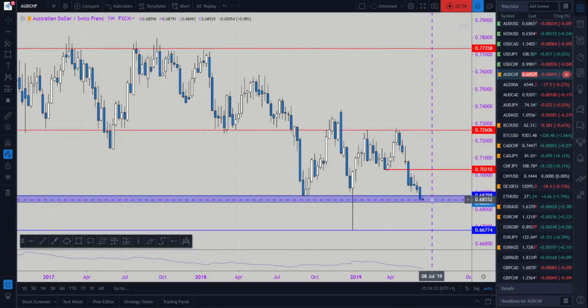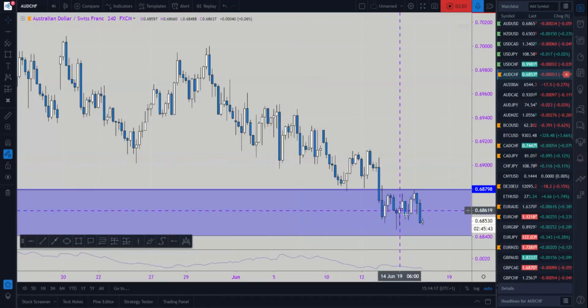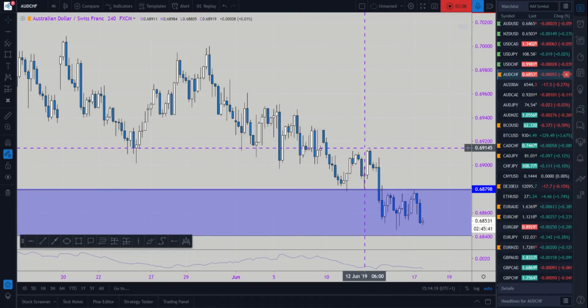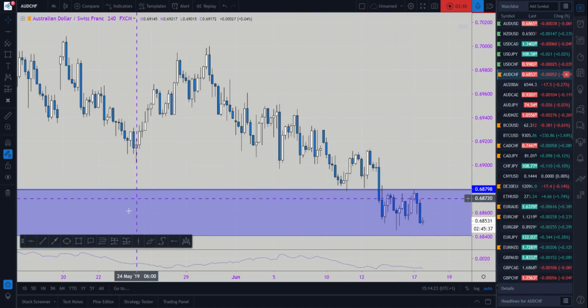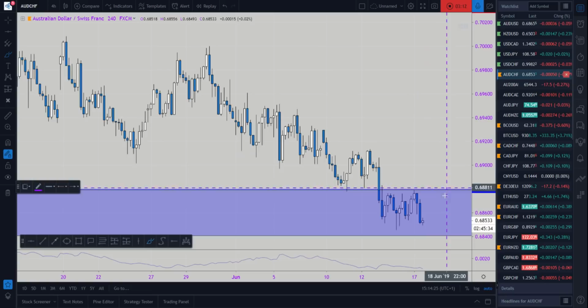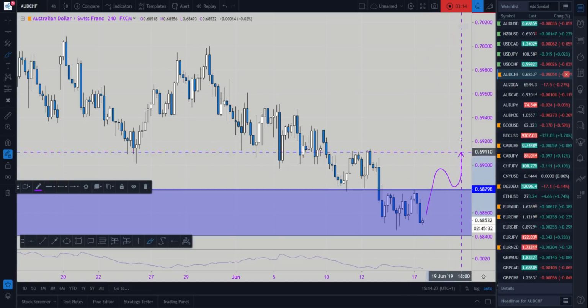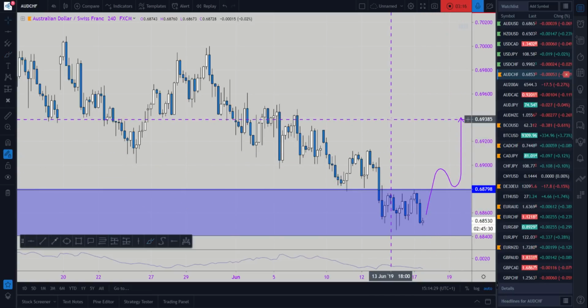Now, we've talked about Aussie Swiss before. We haven't actually had our rules met for this. What we were looking for was a break of this 4-hour high up in here. It hasn't happened. Price continued in the demand area, and I'm just waiting for the exact same thing again, waiting for price to tell me that it wants to move higher before getting involved.